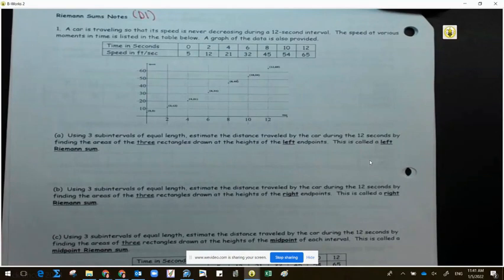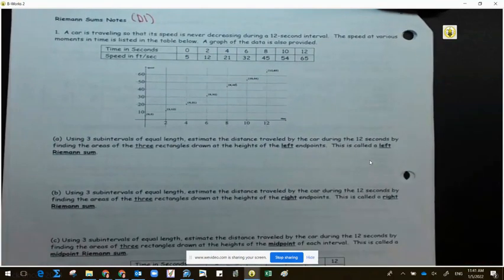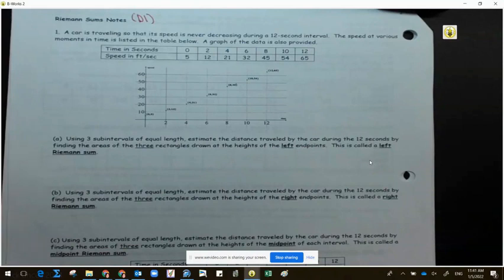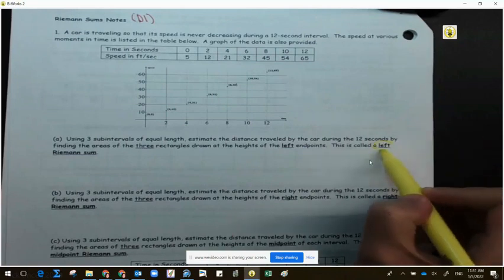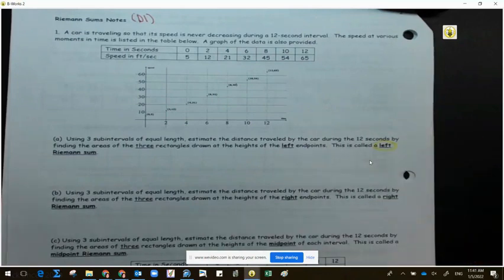Use three subintervals of equal length to estimate the distance traveled by the car during the 12 seconds by finding the areas of the three rectangles drawn at the heights of left and right. This is called a left Riemann sum. So for the left Riemann sum, I'm going to go ahead and denote that with yellow if you want to be consistent with mine.